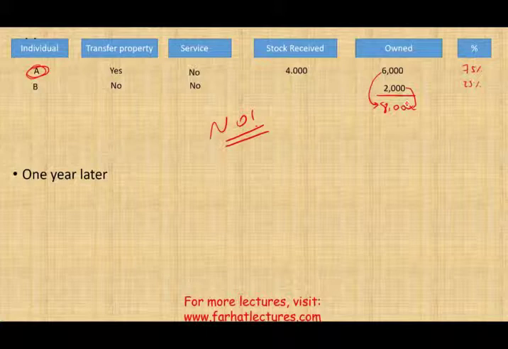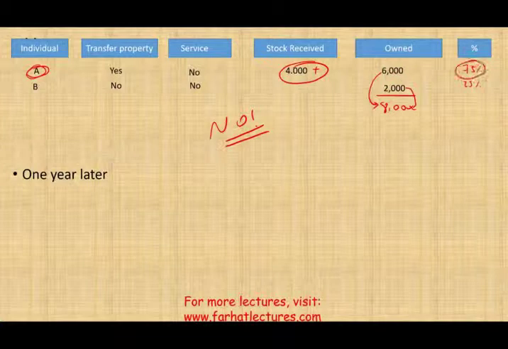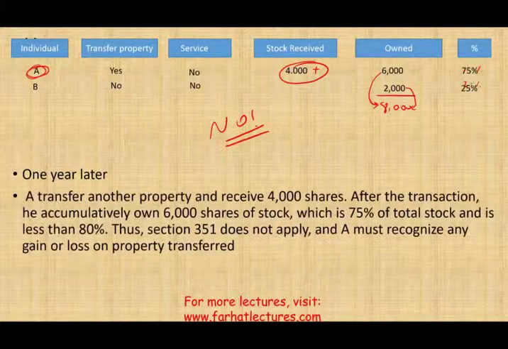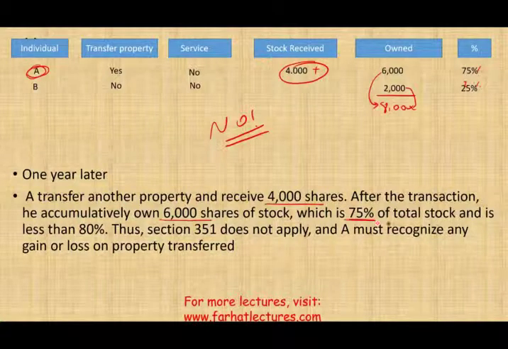Well, he did increase his ownership from 2,000 to 6,000 because he added 4,000 shares. Remember, stock received 4,000. Nevertheless, that did not give A control of the corporation because he now owns 75%. Okay? So what happened here is Section 351 does not apply. A transferred property and received 4,000 shares. After the transaction, he accumulates 6,000 shares, which is 75% of the total stock, and it's less than 80%.